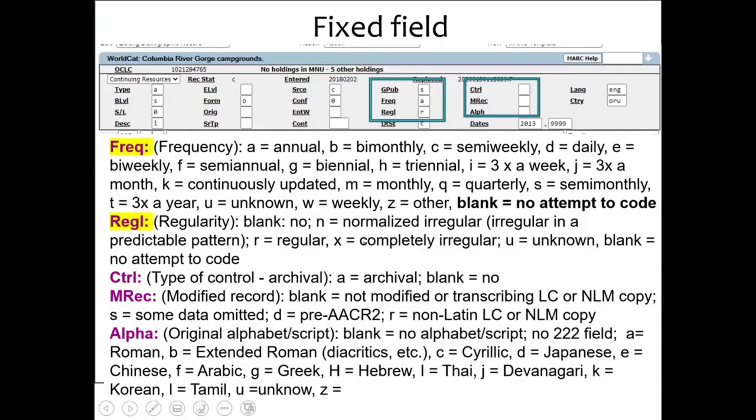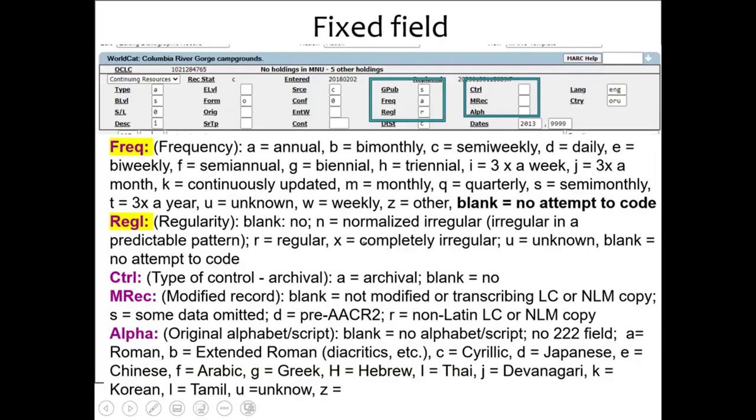Control is whether or not it's archival. There's not a lot of archival serials cataloging, although there's some. So we won't talk too much about that, but you'll notice in the documentation I'm going to share with you that there's some discussion about the archival aspect of it. A modified record, that's sort of like what kind of record did you start with? Did you start with the Library of Congress or National Library of Medicine copy, that kind of thing. If you're original cataloging, you'll know what you're starting with if you're starting with another record.